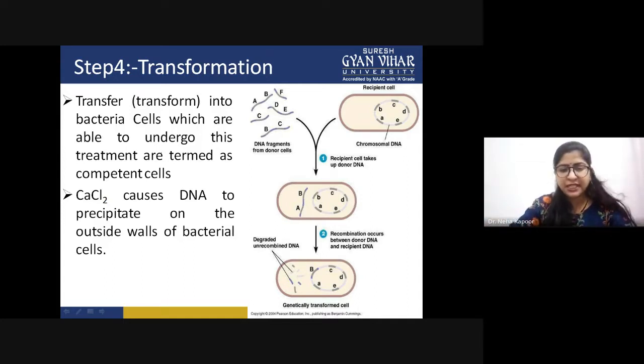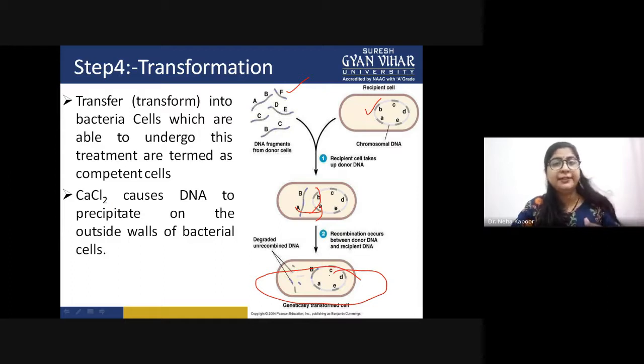As you can see, DNA fragments from donor cells. This is the recipient cell. Recipient cell is basically taking up the DNA, and these two genes will be replaced by this foreign DNA. So this is a genetically transformed cell. Normally, some of the cells are naturally competent because they have the capability to uptake any kind of foreign DNA molecule from the surroundings, from the environment.